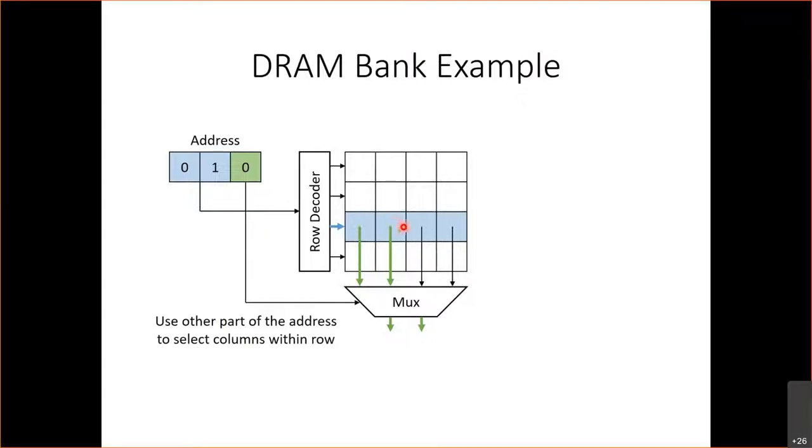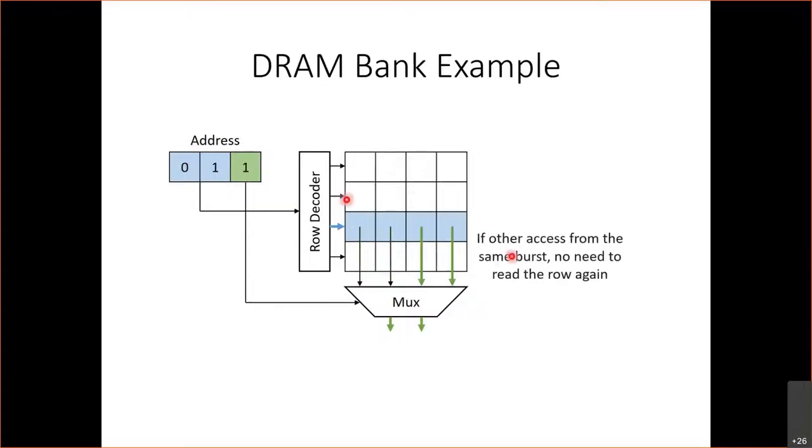No, right. What do I have to do in this case? Go to the multiplexer. Right. I just have to change... The only thing that changes is what the multiplexer is doing. So if my next address is 011, right? So if the other access comes from the same burst, then there's no need to read the row again from DRAM. I can just change the multiplexer.